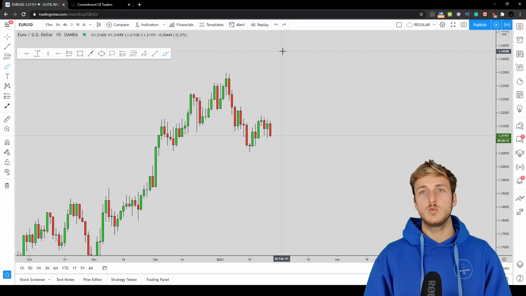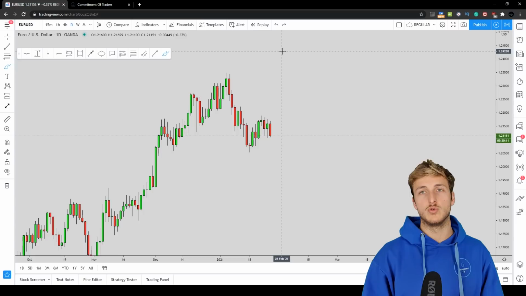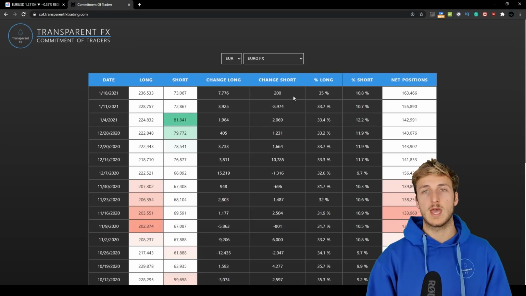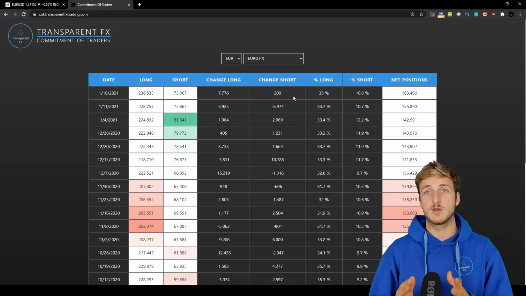Now, at the moment, what do we have on the daily and how can we be looking for the next potential opportunity for Euro USD? Before I show you that, let's first go and see what we have from a COT perspective, so commitment of traders perspective, which is what hedge funds are doing in the market.